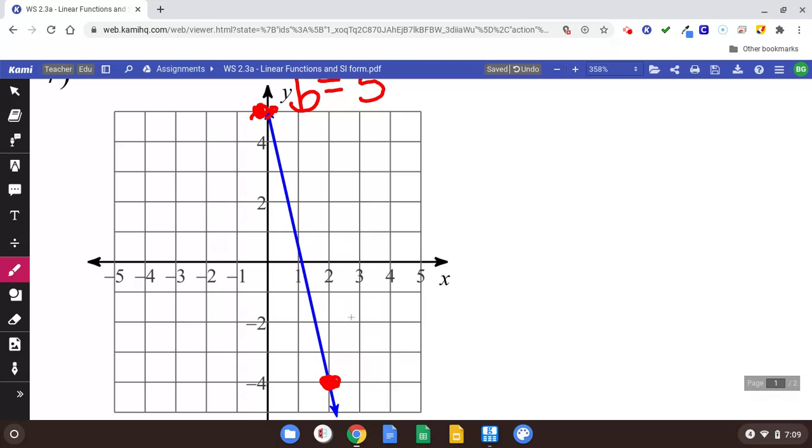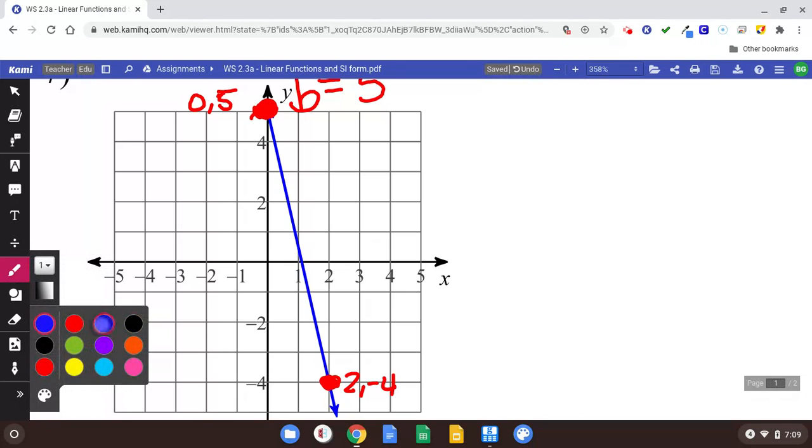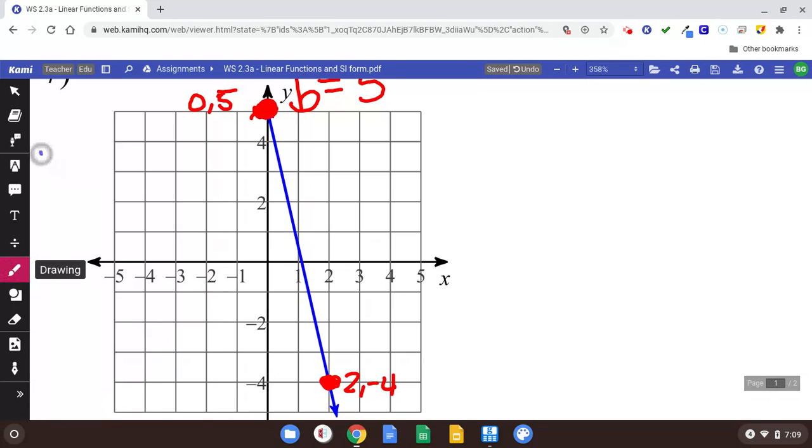Likewise, the only other real good one is this one that we've already marked up here at the top, because I know the coordinates are 0, 5. So this one was 0, 5, and this one is 2, -4 right here. So if you know those coordinates, you could use the same slope formula. But there's a shortcut. If you don't want to use the slope formula, we know that slope is rise over run.